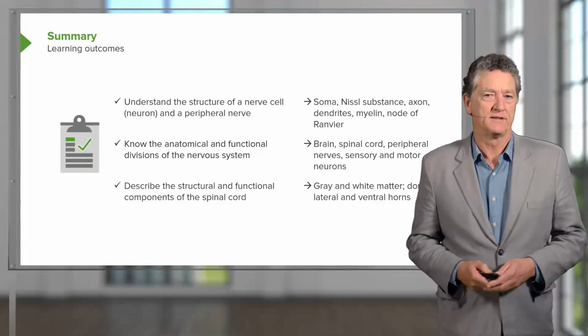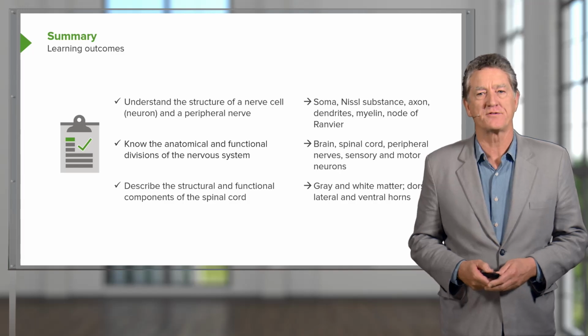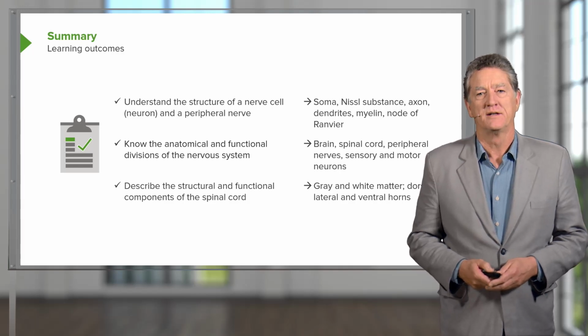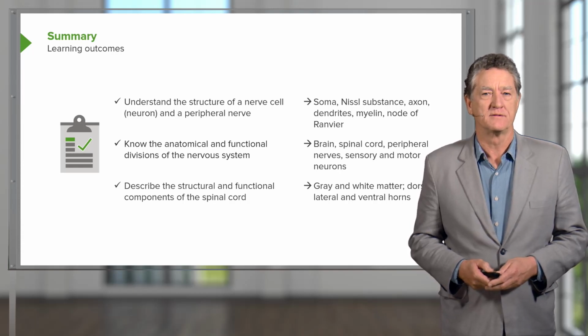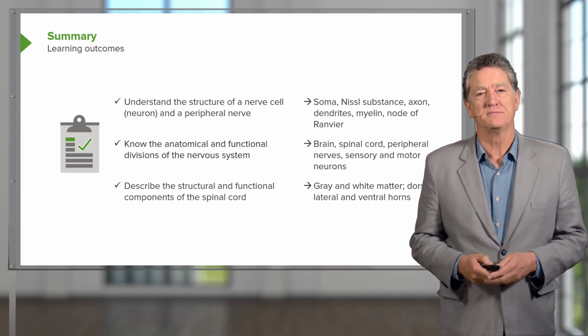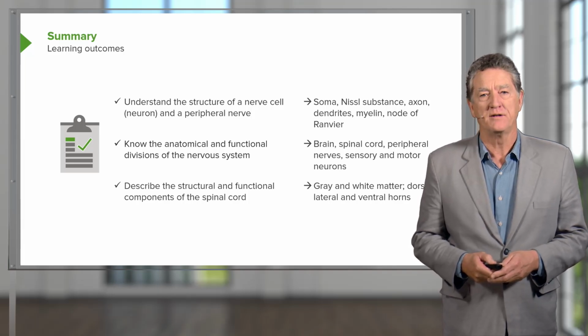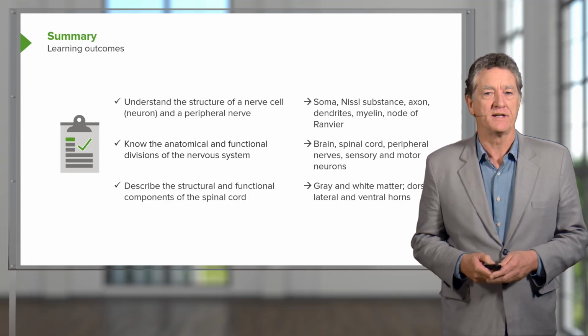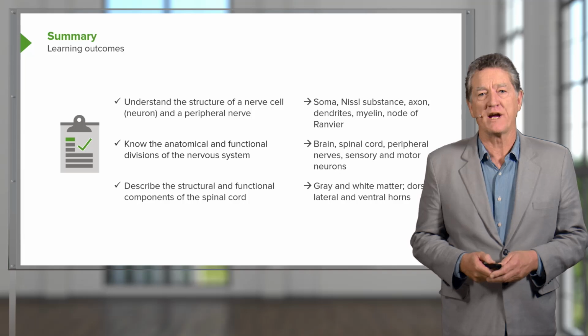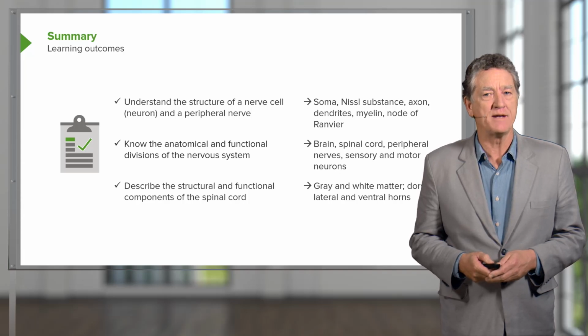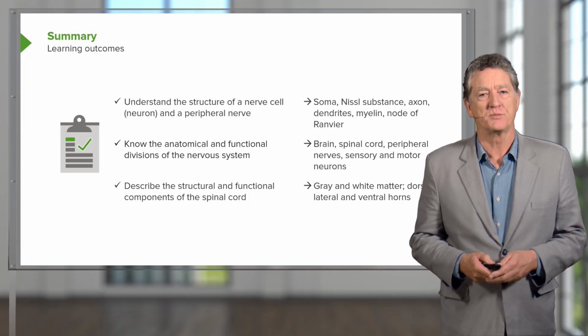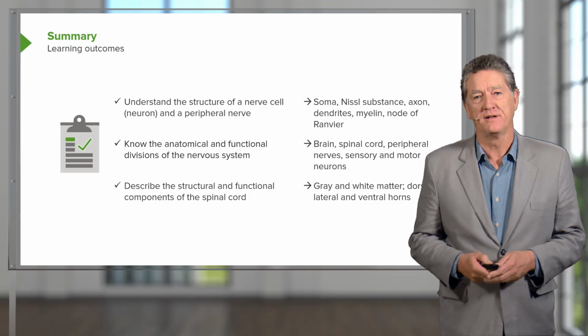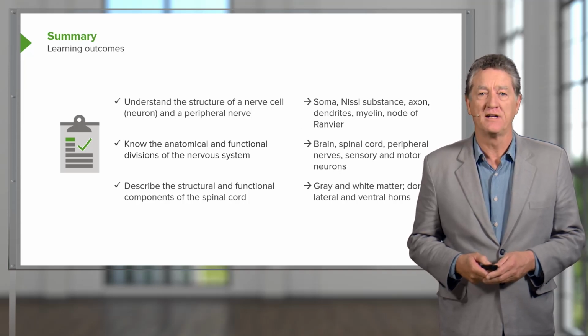So in summary, you should understand the structure of the nerve cell. Remember, the cell body is called the soma. Lots of rough endoplasmic reticulum inside the cell is referred to as Nissl substance. The main processes of the nerve cell are the long axon and the dendritic branches that receive information, and axons can be myelinated or unmyelinated. Also, between the myelin sheaths in a myelinated axon is a node of Ranvier, which enhances the transmission of the impulse along the axon.